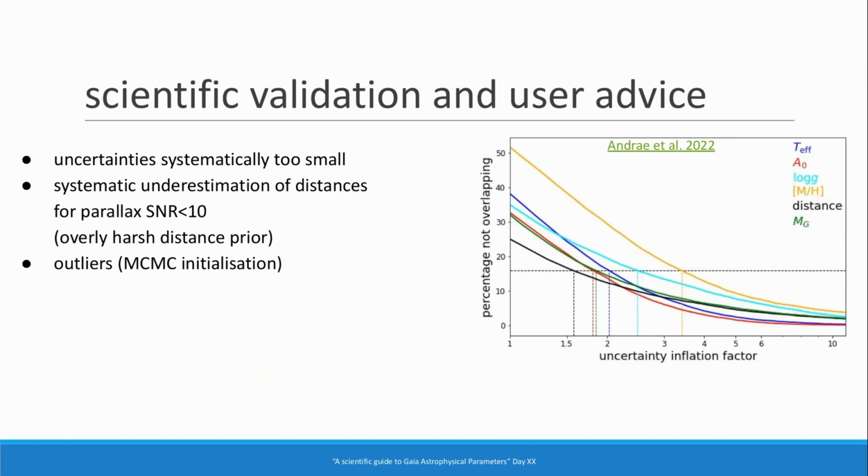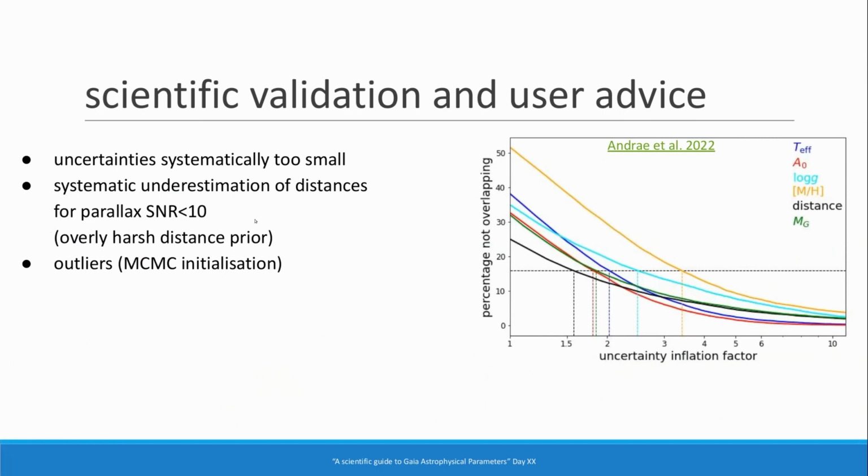Very quickly, you can also use these split sources to quantify how much the uncertainties are underestimated. And if you do that, you find typical factors of 1.6 for the distance to 3.5 for the metallicity.